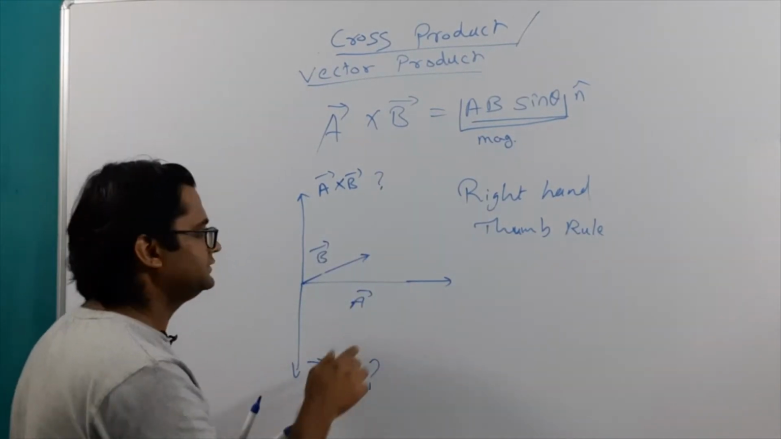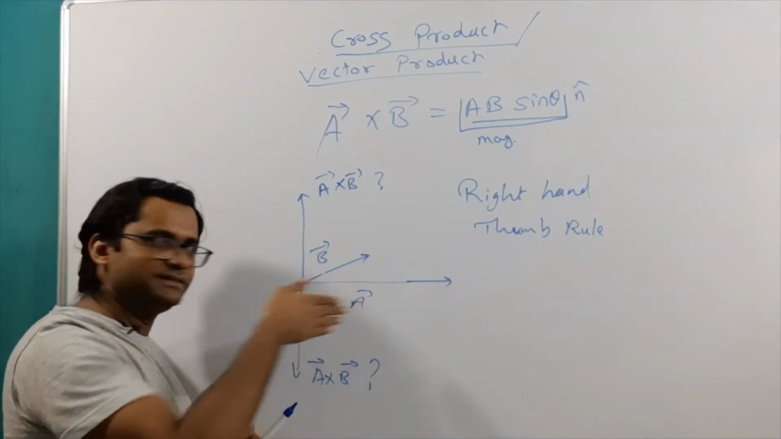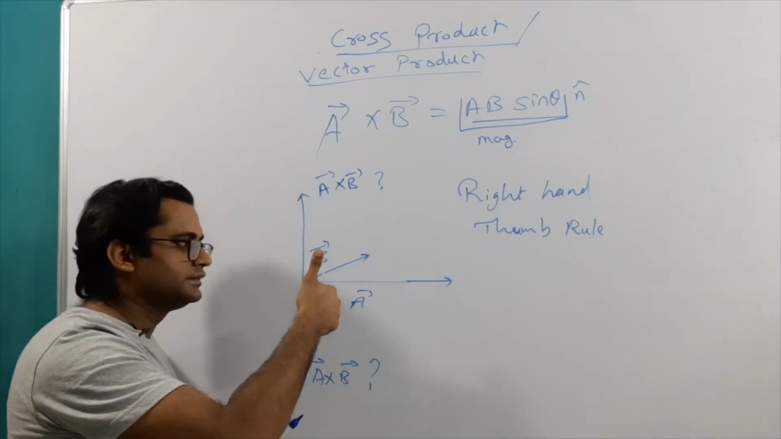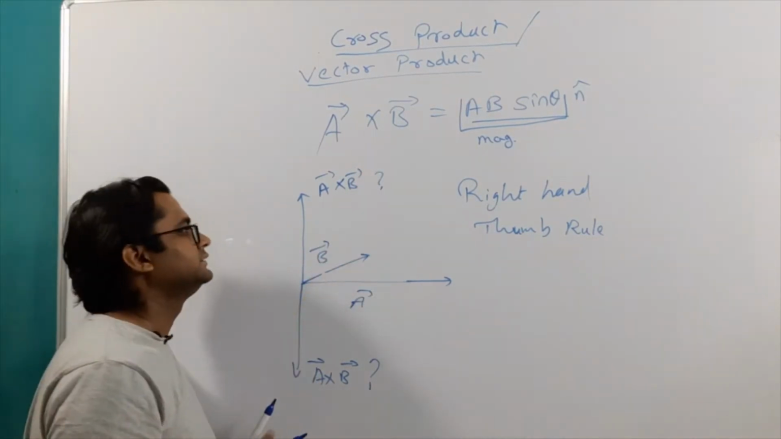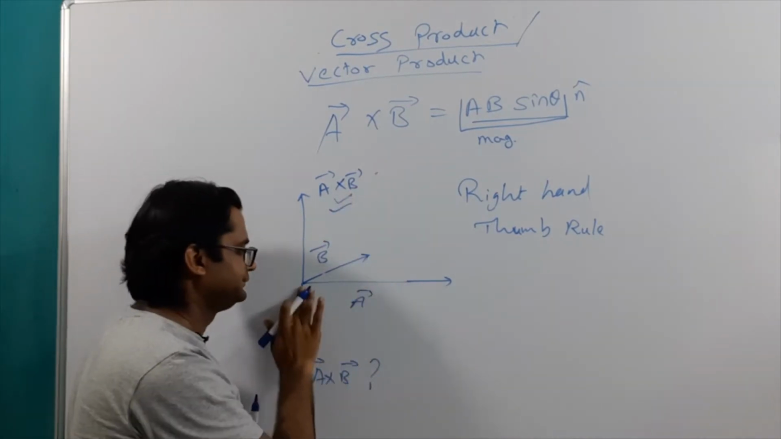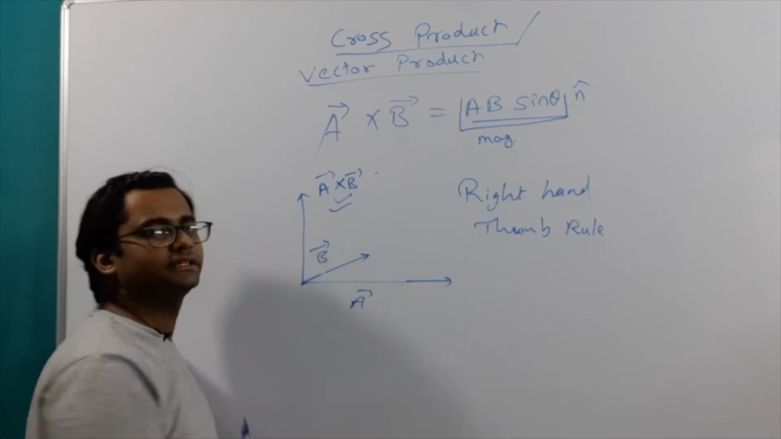So in this situation, if this is my A vector and this is my B vector inside the board, then the first vector is rotated towards the second. Using my right hand thumb, I get this direction as the correct direction for A bar cross B bar. So this is not the correct direction, this one is the correct direction.